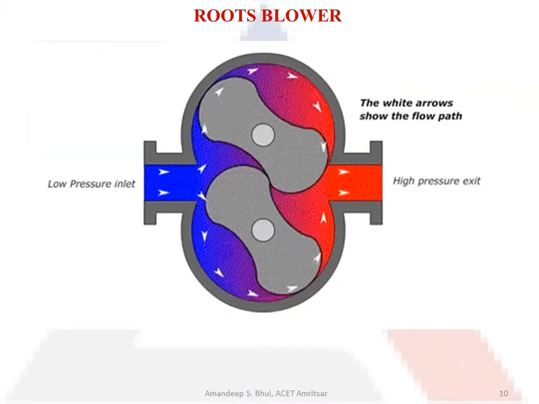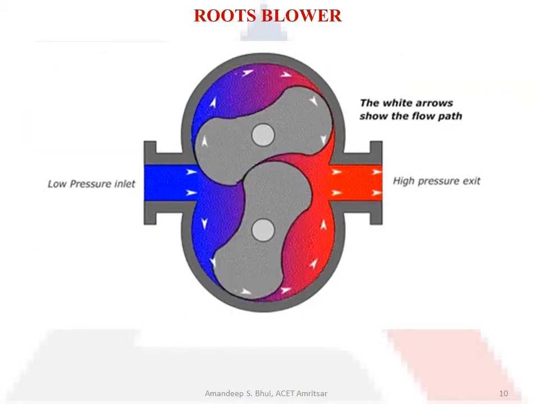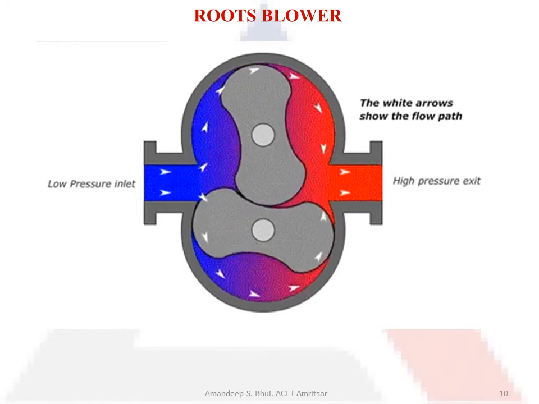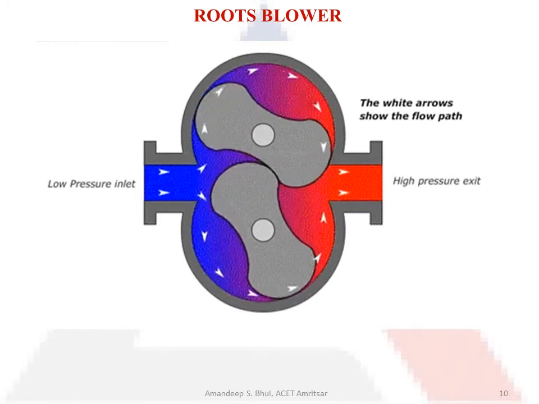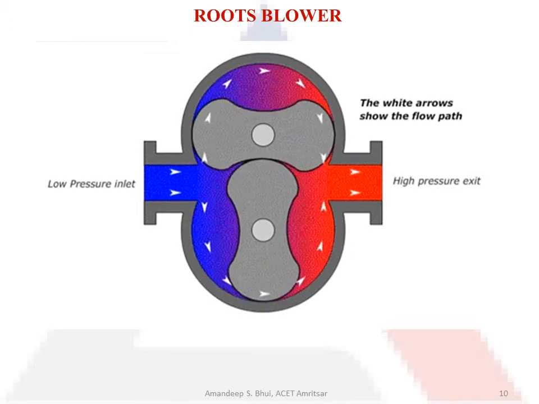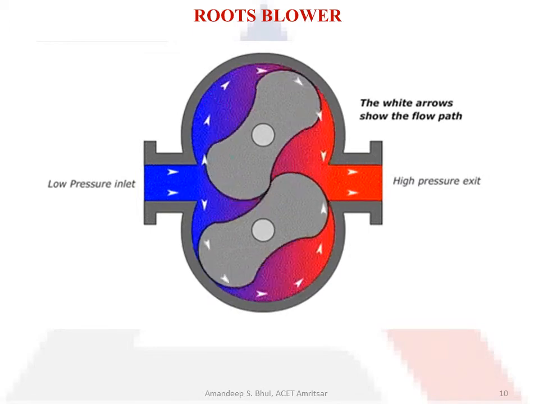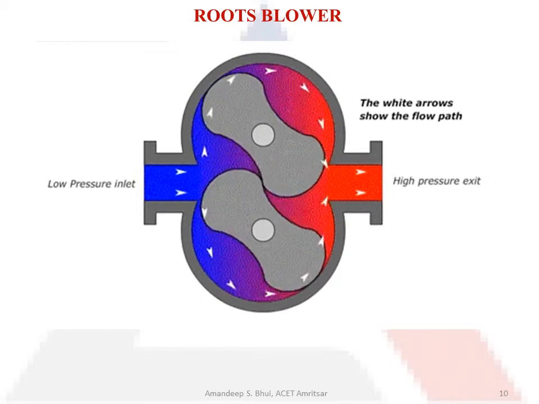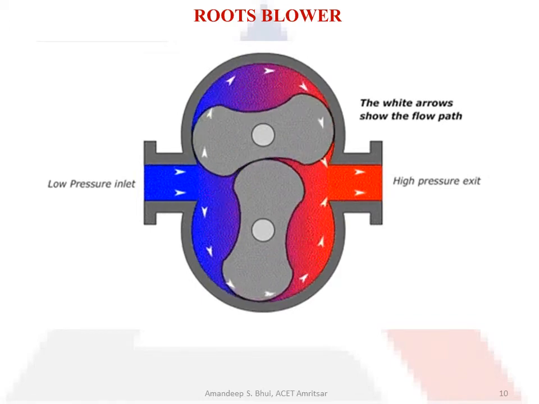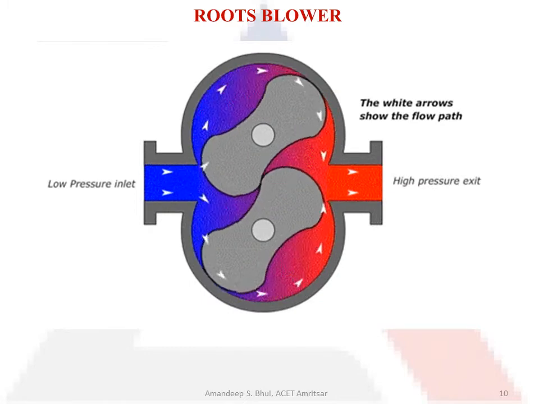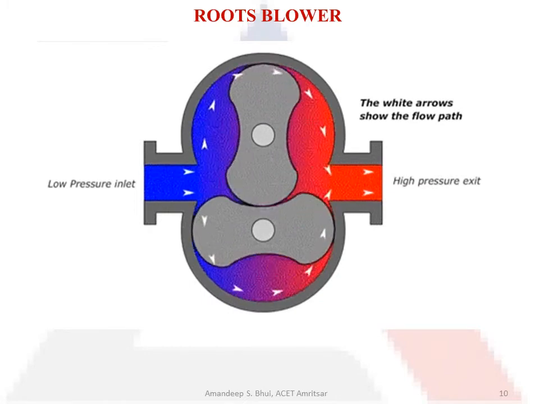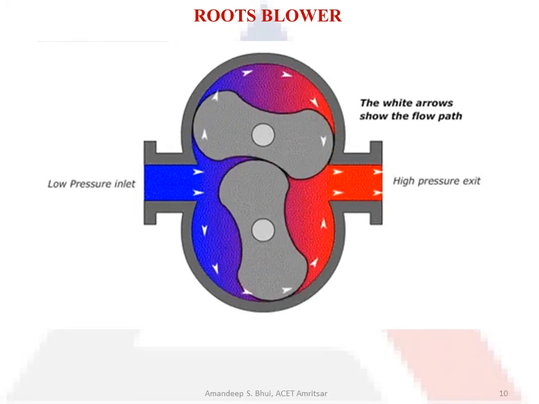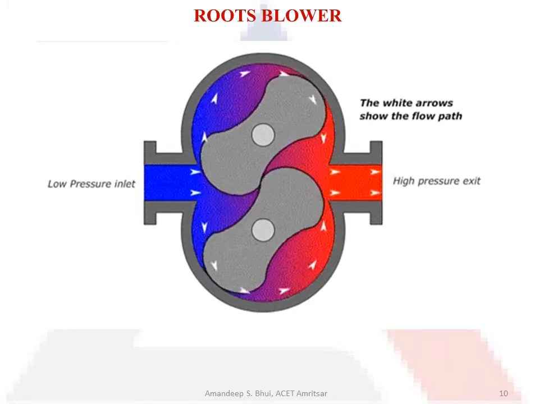Here in this animation, we can see the actual working of the roots blower. The blue is the air. We can see that the low pressure or atmospheric air is entering inside, and it gets trapped between the lobe and the casing, and then the pressure of the air gets increased as it comes in contact with the high pressure air on the discharge side.